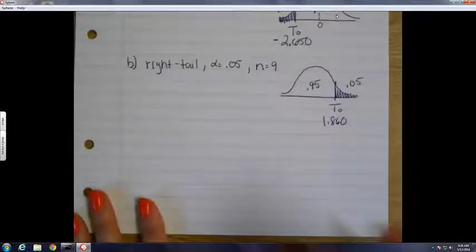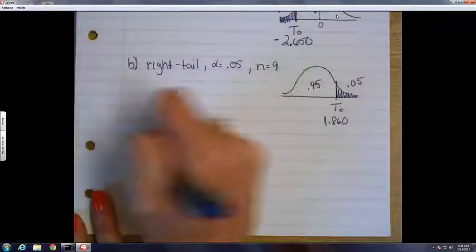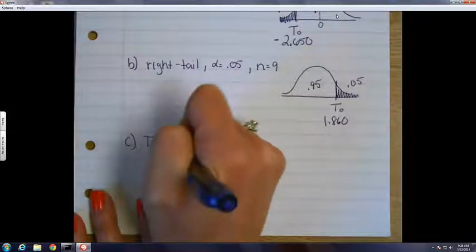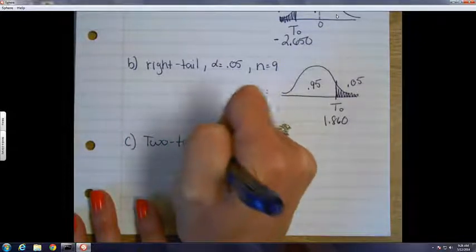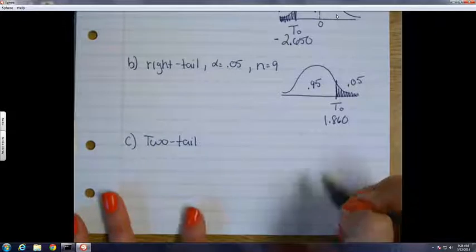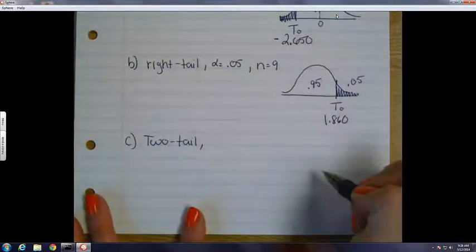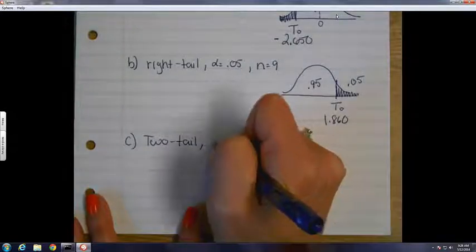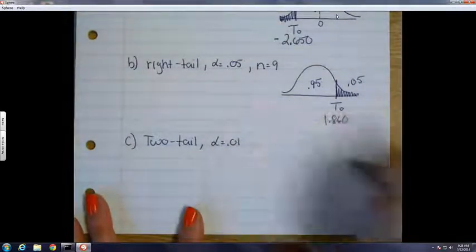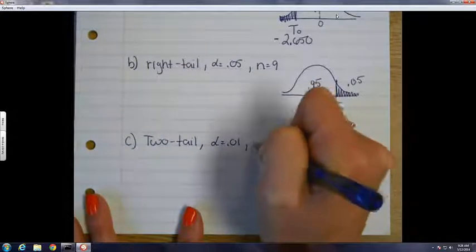One tail, two. Okay, now we got the two tails. And this is the one that gets people if you use the table. But there's two ways to get the answer. So two tails, alpha equals 0.01, n equals 16.